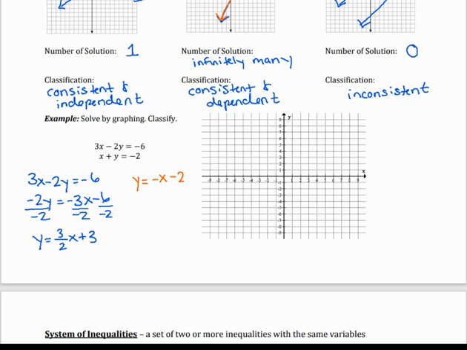Now that you have your two lines, you're going to go ahead and graph those. If they intersect, state the ordered pair. If they don't intersect, that would mean no solution, so state that. And if they're the same line, make sure to write infinitely many. Then also be sure to classify with the correct vocab. So give that one a shot.